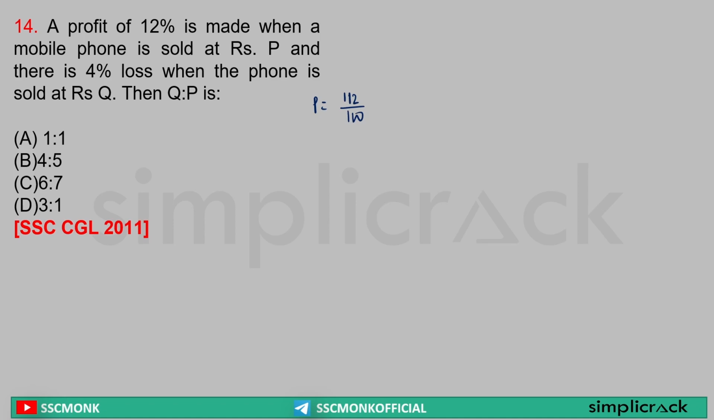Now 112 by 100 means what? Sir, 256 to 50, or I can directly write, sir, 4 2s are 8, 3 2, 4 8s are 32 by 25. Yes or no? Yes. Sir, in terms of loss of 4%, that means I can write Q is equal to 96 by 100, or 4 24s are 96, 4 25s are 100. Yes or no? Now it is asking what is the ratio of Q is to P.